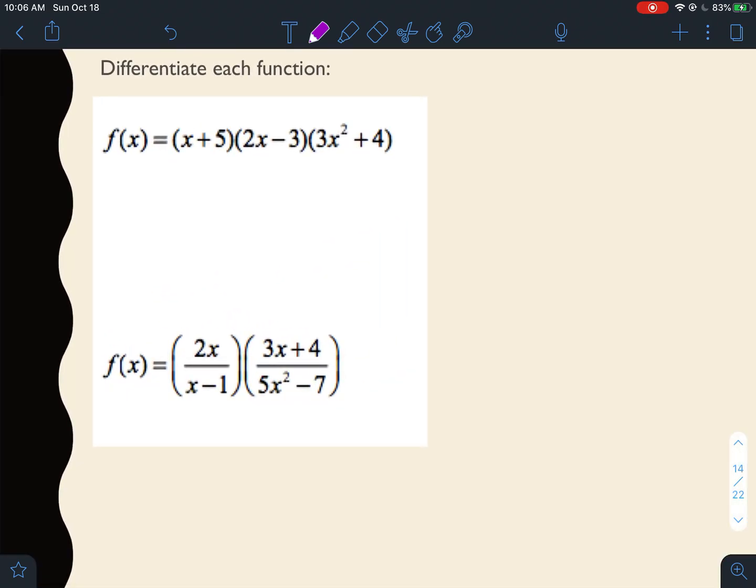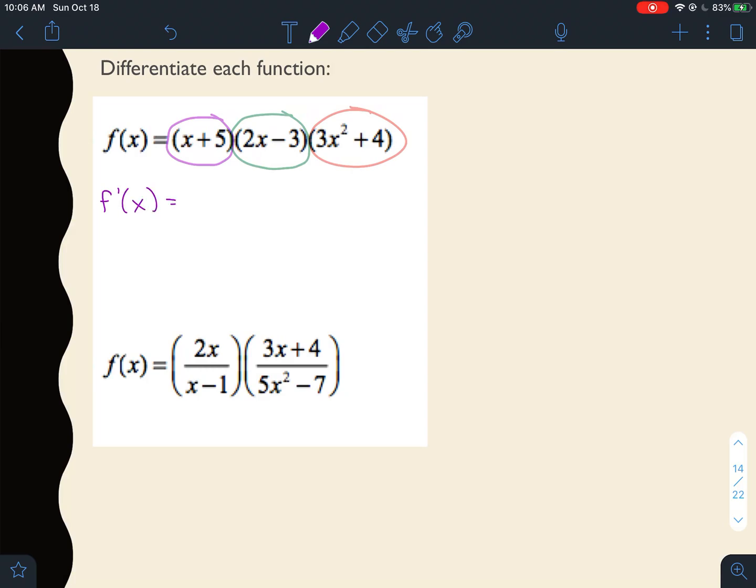All right, so now we've got a little bit more complicated ones. So if you want to differentiate and you have 3 pieces, so we're multiplying, we're going to use the product rule, but we're going to have to use it twice. So we have a first function, a second function, and a third function.